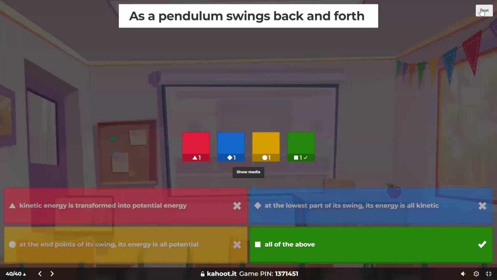Yeah, those are all true. Right, so it's all kinetic at the bottom. It's all potential energy at the ends. And then it oscillates back and forth. Potential, kinetic, potential, kinetic, potential. Yeah, so all those are true.